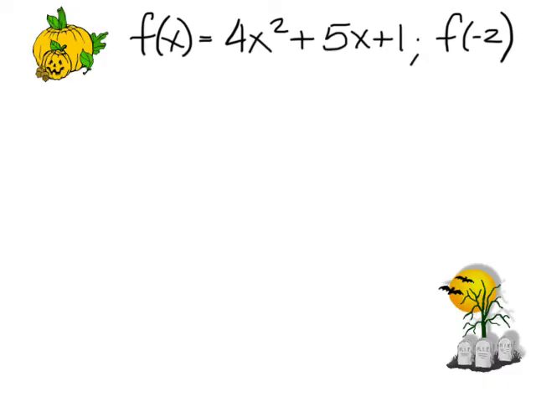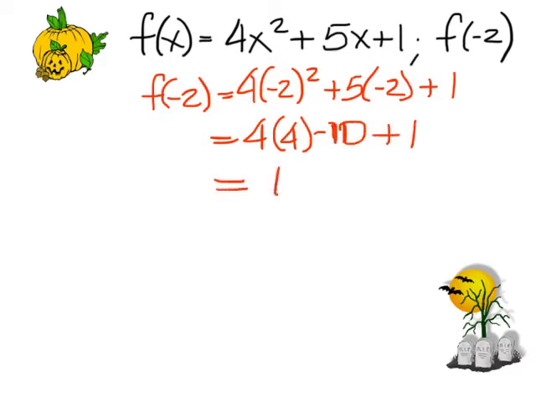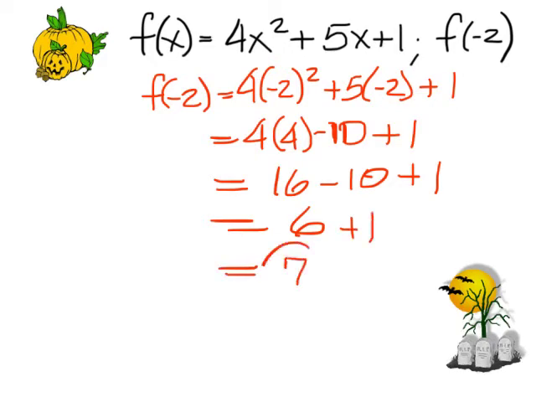Bonus number 3. F of negative 2 is going to be 4 times negative 2 squared plus 5 times negative 2 plus 1. Negative 2 squared is 4, and then we're going to have plus 5 times negative 2, which is a negative 10, so we'll make it minus 10, and then plus 1. 16 minus 10 plus 1. 16 minus 10 is 6, plus 1 is 7.